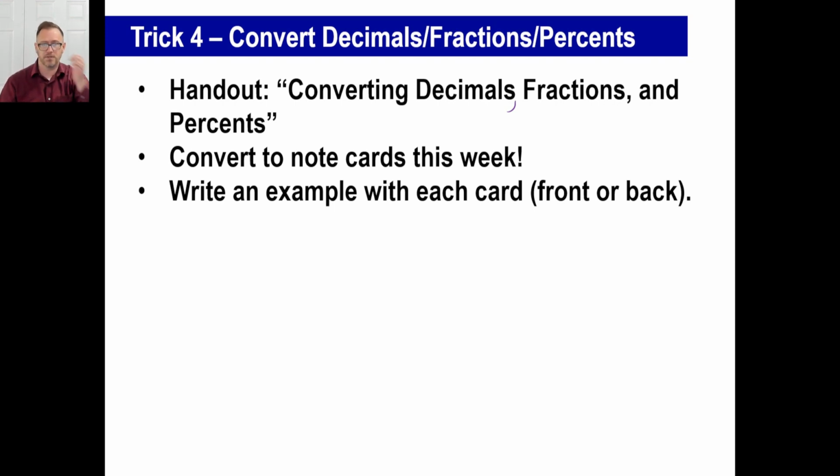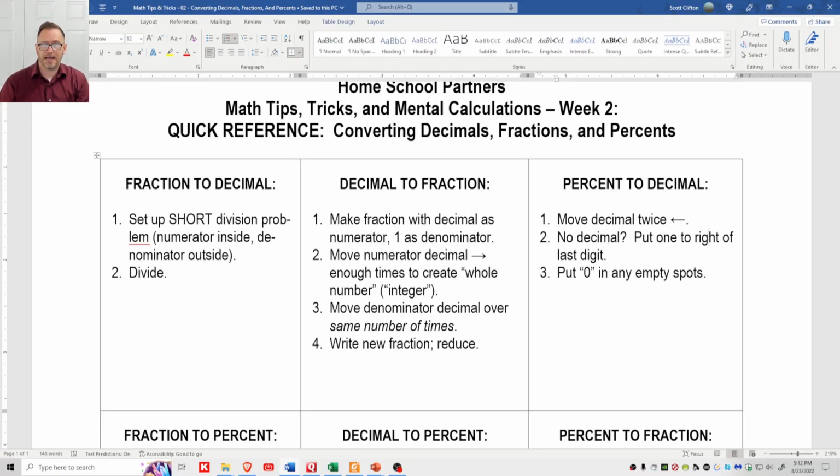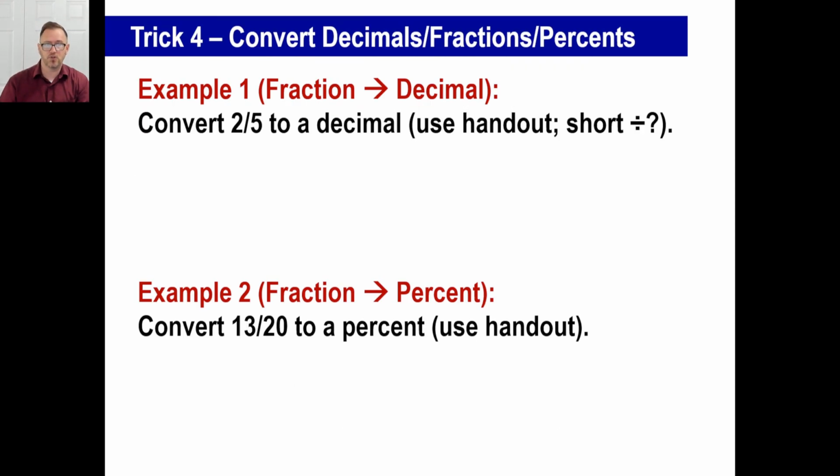But let's take a look at these. And you can see on your card how it looks like. So let's go to the actual fraction to decimal here. Okay, fraction to decimal. Set up a short division problem and divide. Decimal to fraction, you can look at those. There are 6 different types since there's 3. So let's actually do one of these.